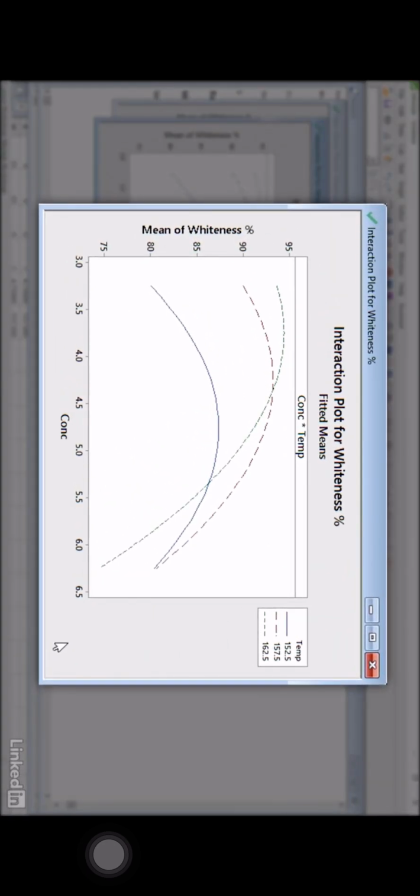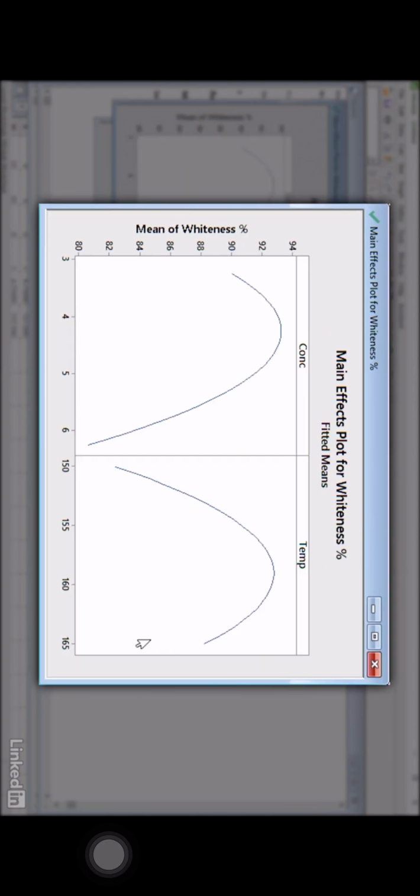Let's see some plots. To do that, go up to Stat, DOE, Response Surface, Factorial Plots. The terms are there. Click OK. And you have the curved responses in the interaction, as well as for the main effects. That's the beauty of RSM. It can model the quadratic curve.